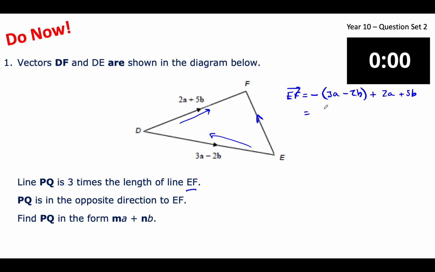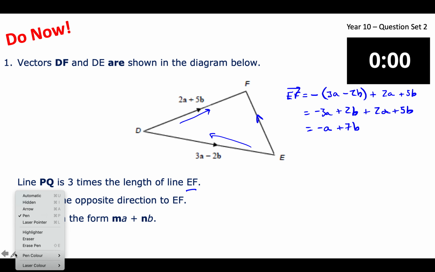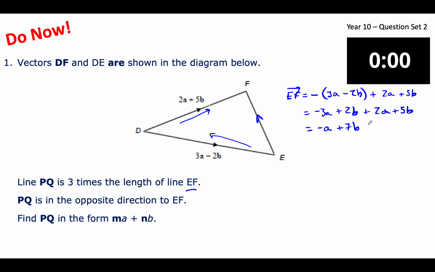The negative in front of the bracket means that is now minus 3a, but I'm doing minus minus 2b. So if anyone slipped up, it'd probably be there. It's plus 2b. And then we're going to add the rest of that vector on at the end, which leaves us with minus 3a plus 2a, which is minus a. And then 2b plus 5b is 7b. Now, you might have written it like that, but we quite often like to put the positive thing at the front and the negative thing at the back because it looks a bit neater. Either is correct.